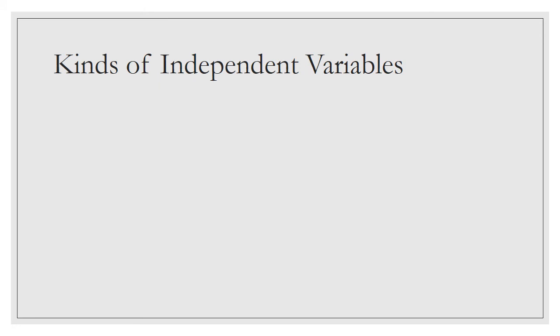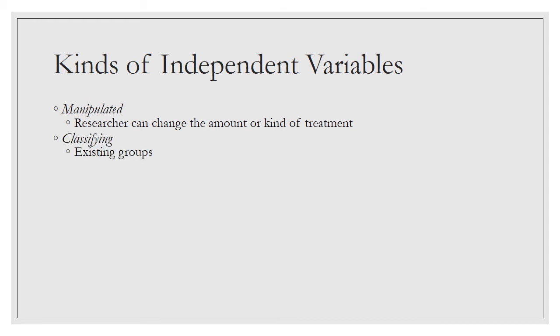There's a lot of language we can put around independent variables. When we have control over the independent variable, when the researcher can change the amount, kind, or presence and absence of that variable that they wish to control, we call it a manipulated independent variable. When we can't control it, but those groups exist and we can identify and classify them, we call that a classifying independent variable. Sometimes this is the distinction between experimental and quasi-experimental designs: whether or not we can control what we're interested in as a treatment effect.